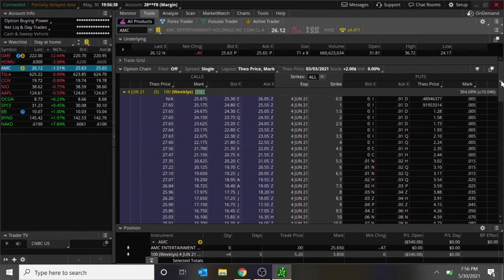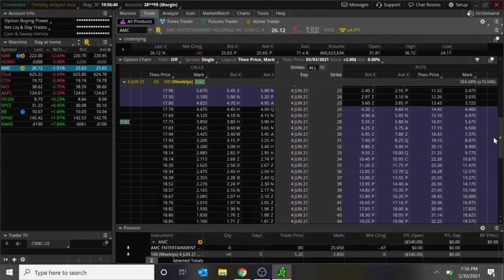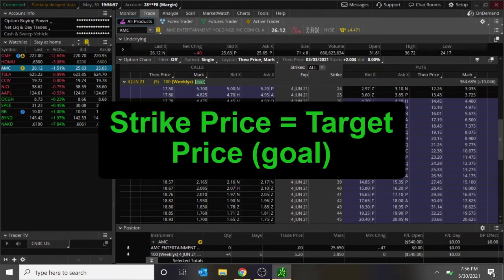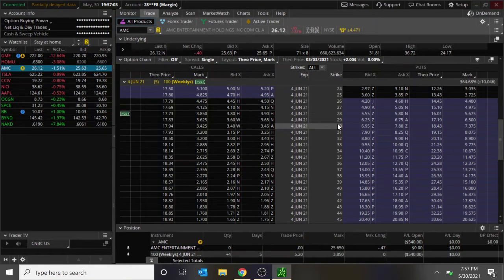Now, whenever you're trading something, you want to look at the strike price being the target. So if you think that AMC is going to go to $30, then you're going to look at the bid and the ask over here for each option. So remember, the strike price is your target. If you think something is going to go to a certain amount, that is your target. That is the strike price.